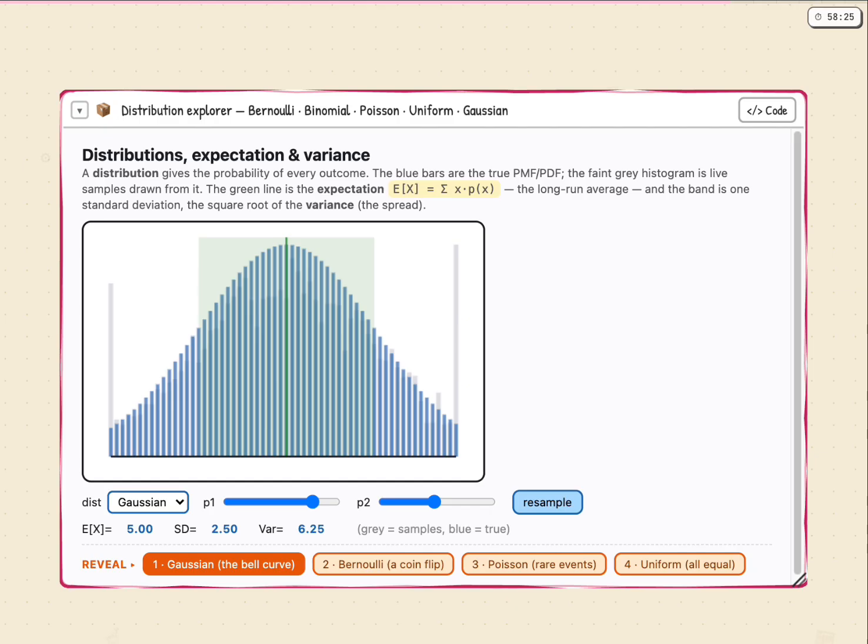As I tweak these parameters, watch the center shift and the spread widen or tighten. Expectation tells you where, variance tells you how uncertain. Together, they're the vocabulary for talking about any random quantity.